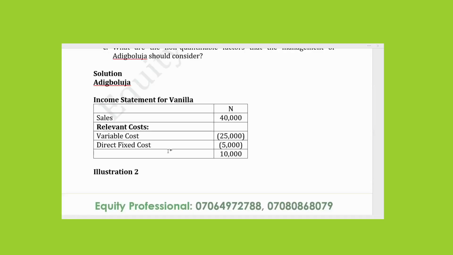So this 10,000 is called positive contribution. Contribution represents the difference between sales and variable costs. Under short-term decision, contribution is also the difference between sales value and relevant costs. Okay? Note that.